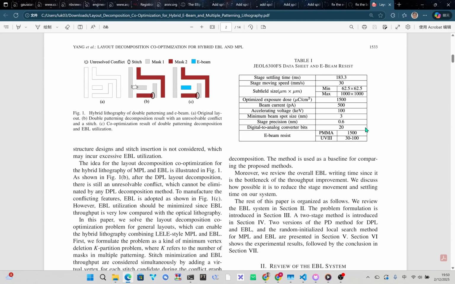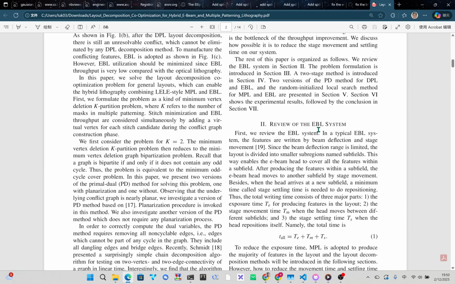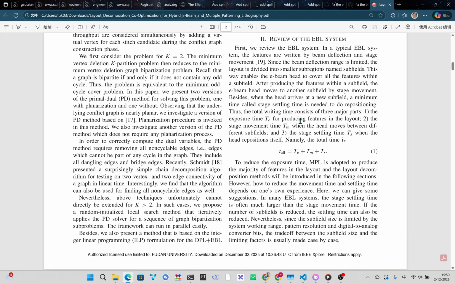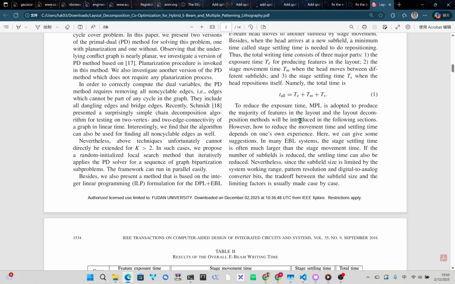Let's dive into that EBL bottleneck, because that seems like the most expensive part of this whole workflow. It is. So the hybrid process works in 2 stages. Most of the layout gets patterned fast and cheap by MPL. And then you bring in the specialist. Right. Only the critical, tightly spaced features, those unresolvable conflicts, are then manufactured using the high-resolution EBL system. And because EBL is the limiting factor, every millisecond counts.